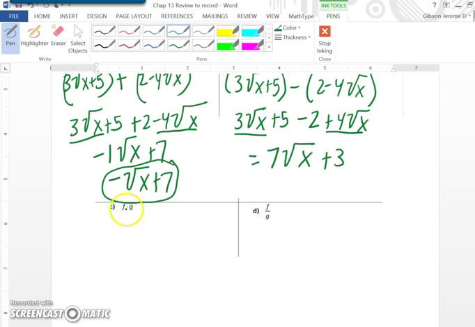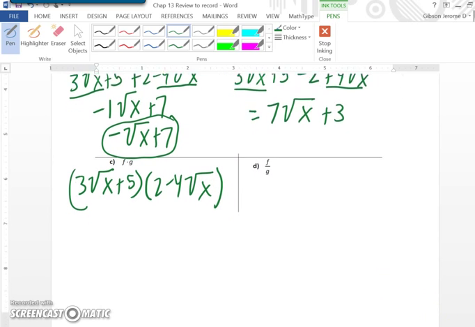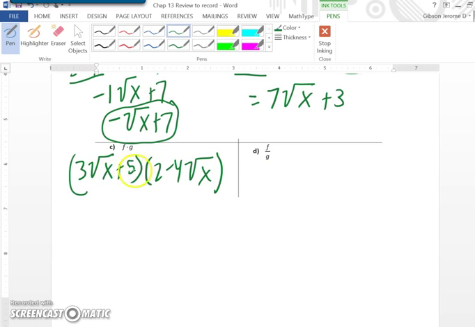It's basically the same setup except for this time it will be multiplication. So we had 3 square root of x plus 5 times the parenthesis of 2 minus 4 times the square root of x. So now we will multiply this. 3 square root of x times 2. We know we would take the first term times the first term, which would give us 6 times the square root of x. And then we would take 3 square root of x times a negative.